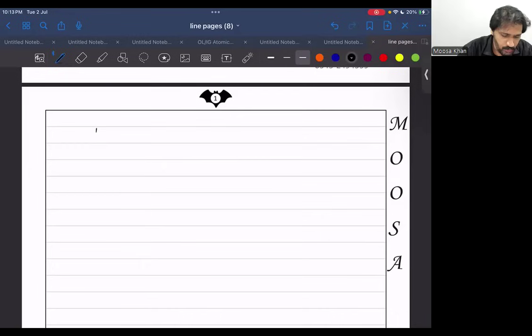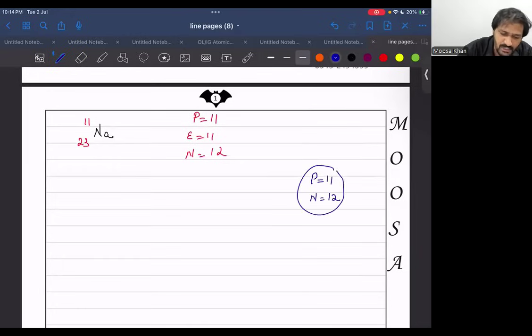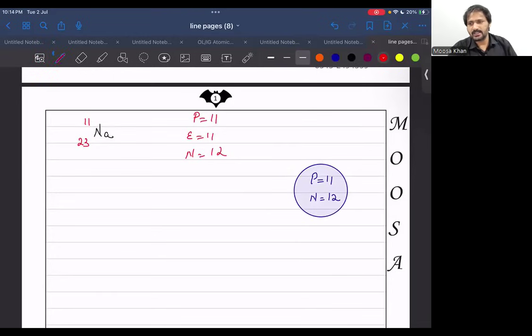So we were talking about sodium atom. A sodium atom has 11 protons and 23 is the nucleon number. So we know it has 11 protons, it has 11 electrons, and it has 12 neutrons. Now 11 protons and 12 neutrons are present at the center of an atom, which is known as the nucleus of sodium. What about electrons? Electrons, they are not present in the nucleus. They are actually revolving around the nucleus.